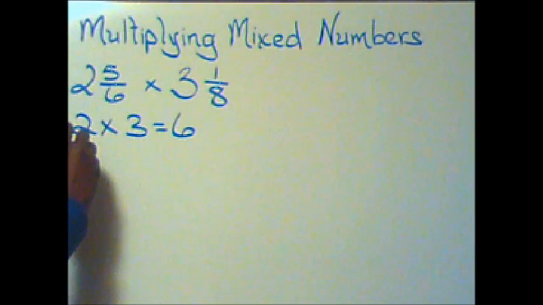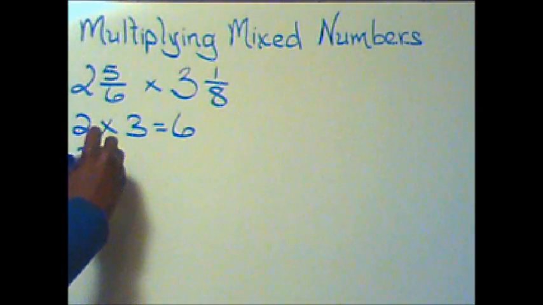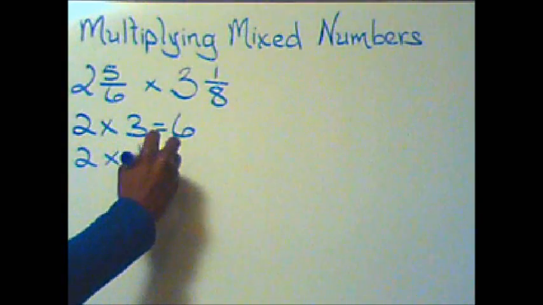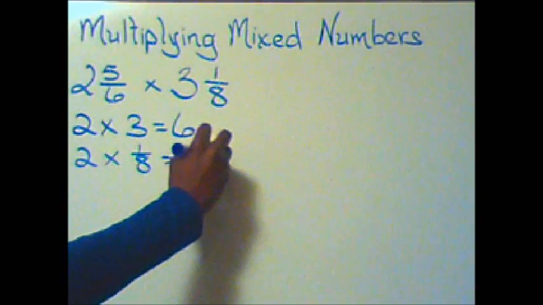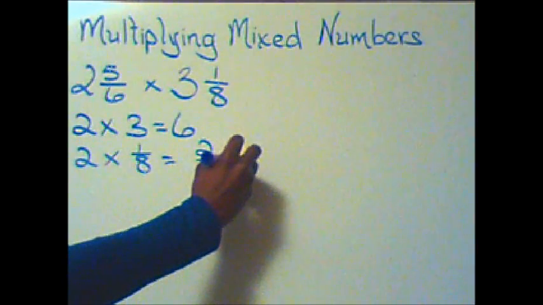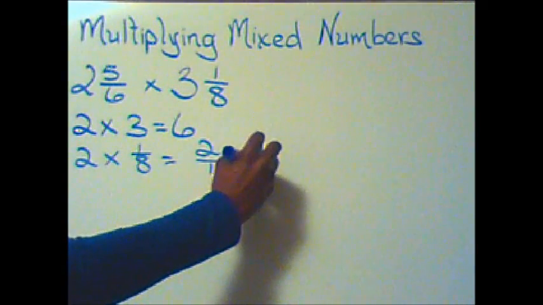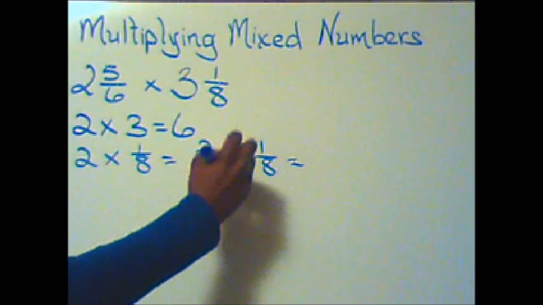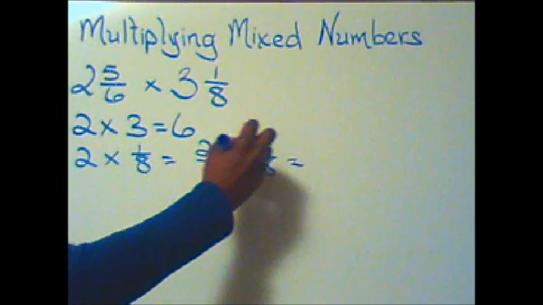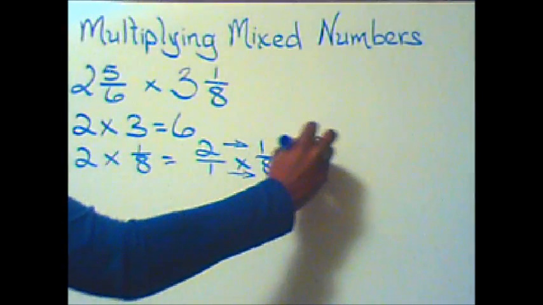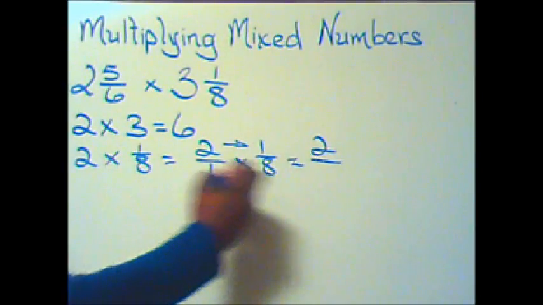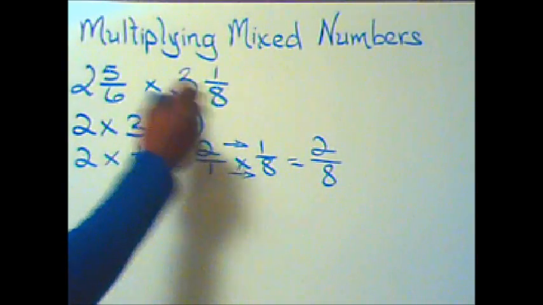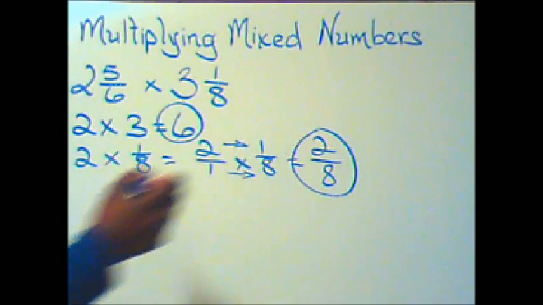Next we'll multiply 2 times 1/8 equals 2 over 1 times 1 over 8 equals, we cross multiply, 2 times 1 equals 2, 1 times 8 equals 8. I'm going to circle these numbers because we'll come back to them later.